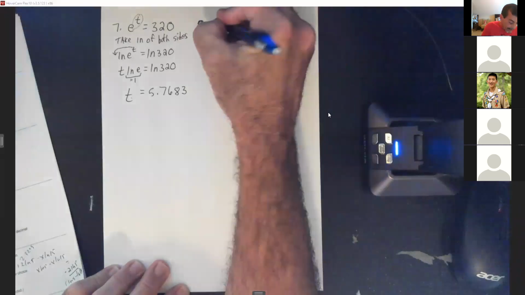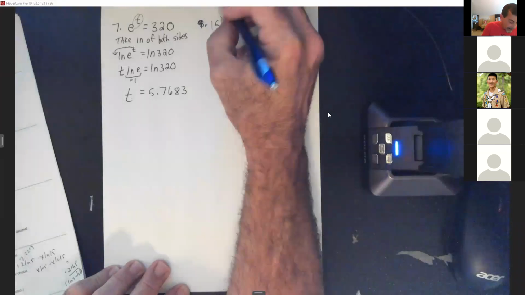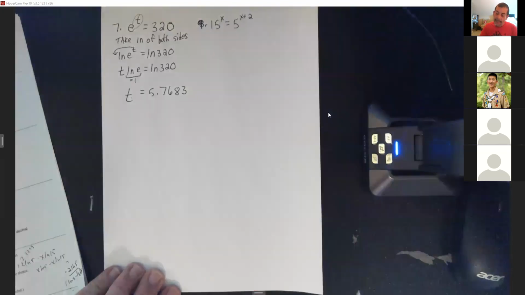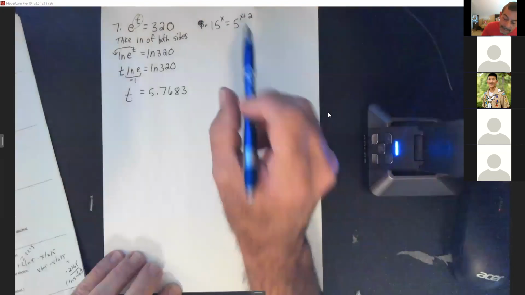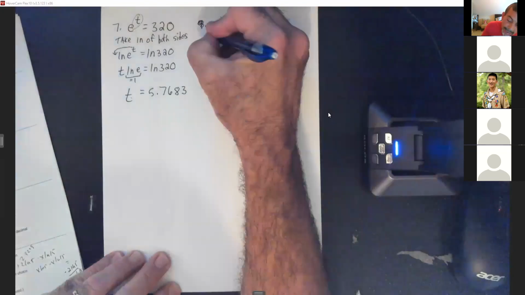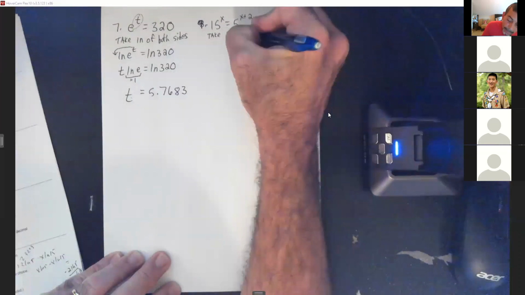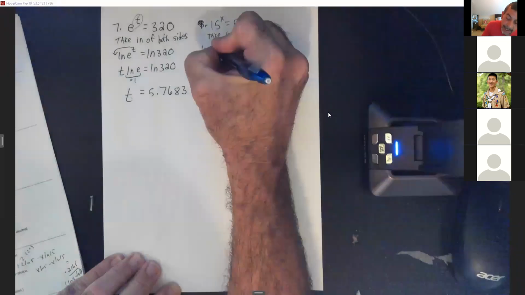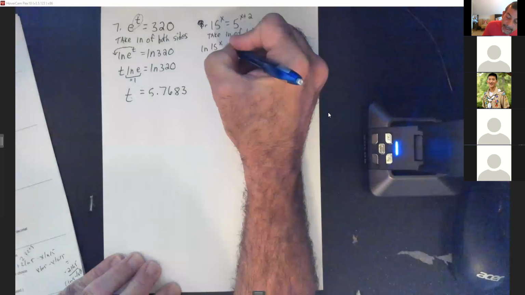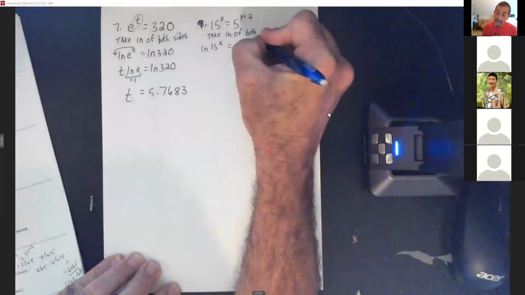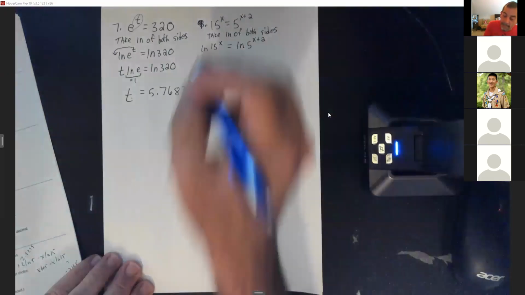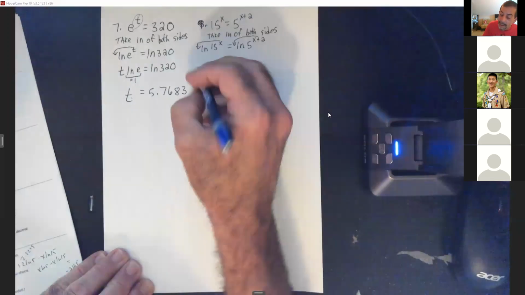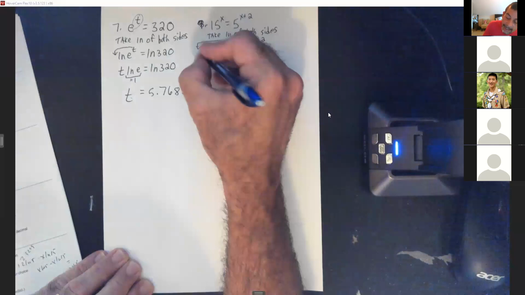15 to the x equals 5 to the x plus 2. So y'all, once again, I'm not going to try to rewrite these bases, so I'm going to take ln of both sides. Doing that, I get ln of 15 to the x equals ln of 5 to the x plus 2. And what we're going to do next is bring our exponents down to the front and rewrite this as a product. So this side I get an x ln 15.